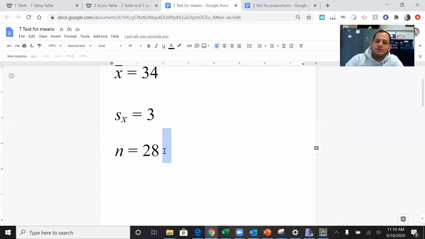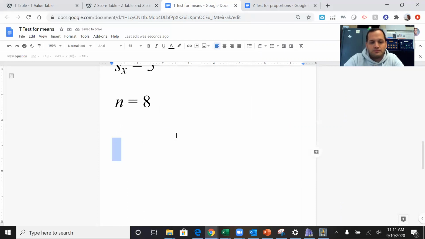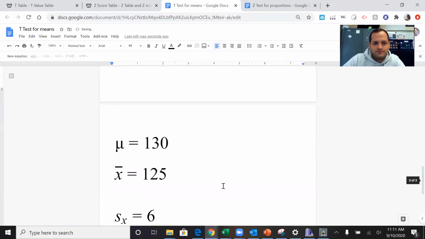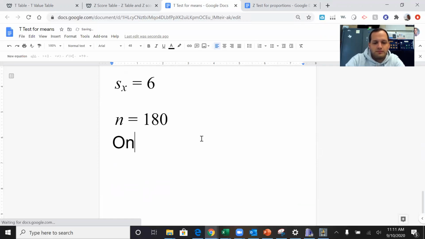Now, sorry, again, I did forget to say whether or not this is going to be one-tail or two-tail. Let's do two-tail. Now the next ones we'll do one-tail, and one-tail again.